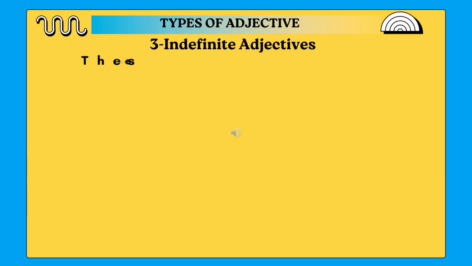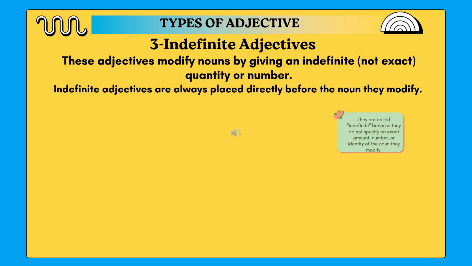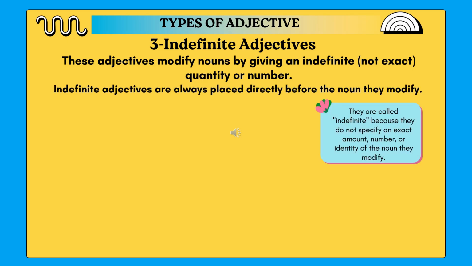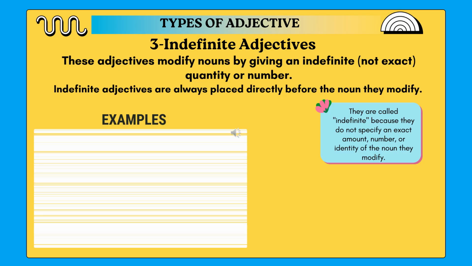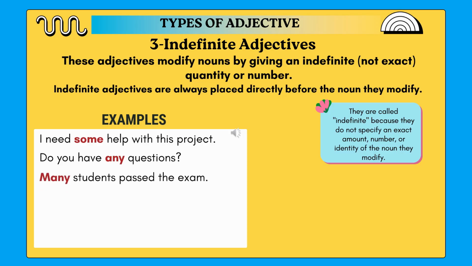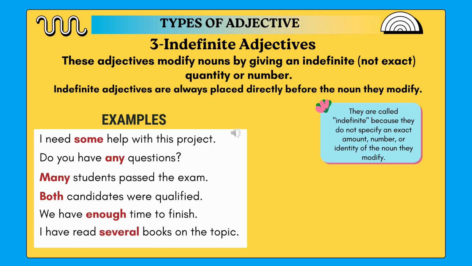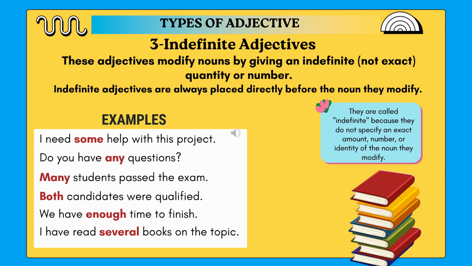Moving on, we come to indefinite adjectives. These are used when we want to talk about a quantity or number, but not an exact one. The key rule is they always come directly before the noun they describe. For example, I need some help with this project. Do you have any questions? Many students passed the exam. We have enough time to finish. I have read several books. They are called indefinite precisely because they give a general, not a specific, amount or number.